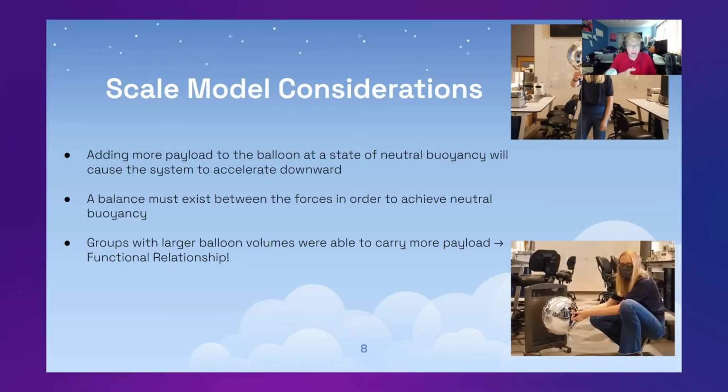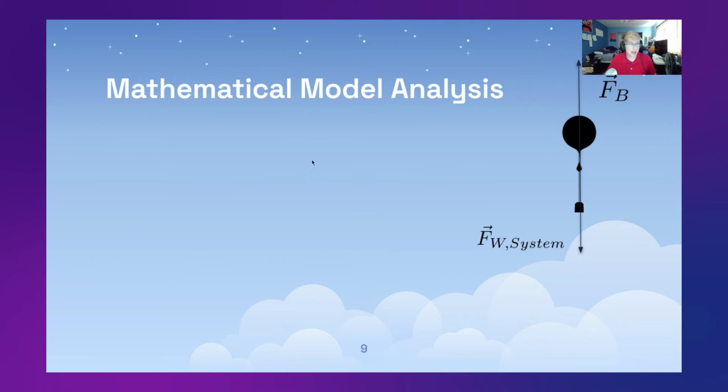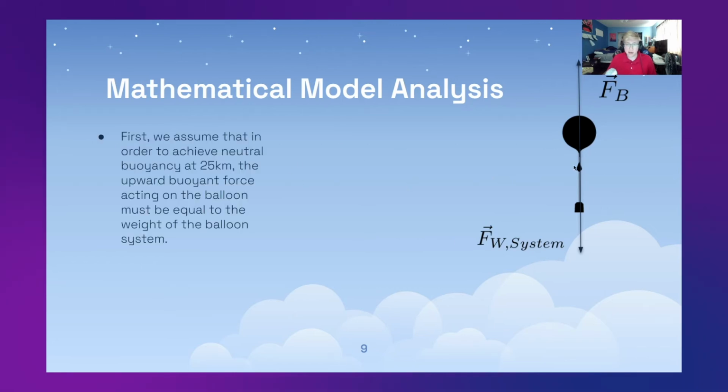First, I want to talk briefly about our scale model. One of our major takeaways from the scale model is that there has to be a force balance between the upward buoyant force of the balloon and the downward weight force of the balloon system. So naturally, that follows that we start our mathematical model by analyzing a force balance with this free body diagram. We note that in order to achieve neutral buoyancy, these are going to have to be equal, this upward buoyant force, this downward weight force.